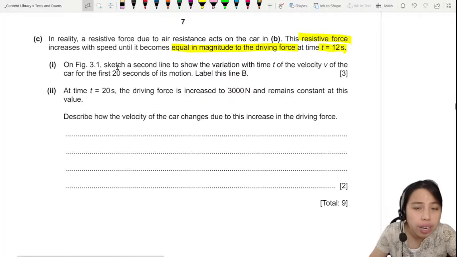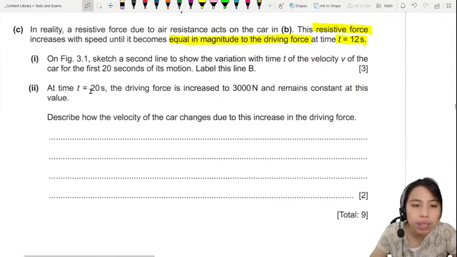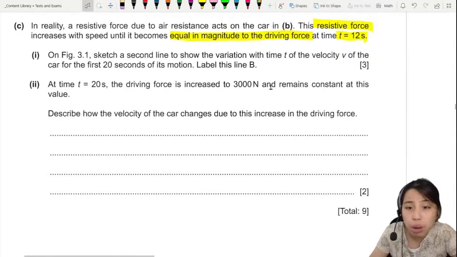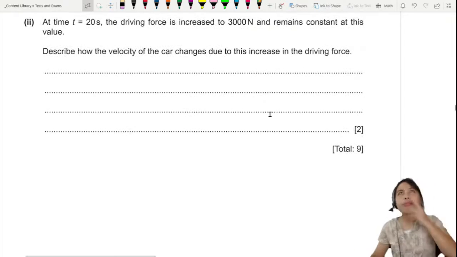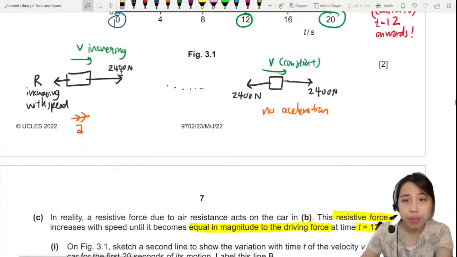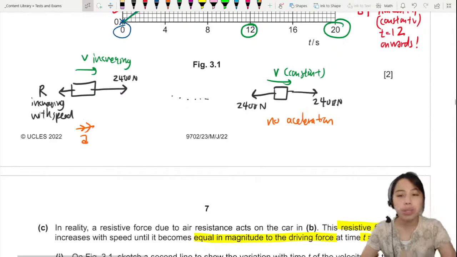So that's sketching. Now we have to explain. At time T20, you change something else. The driving force is increased to 3000 and then remains constant. Describe how the velocity of the car changes due to this increase in driving force. So just now we already have a story, right? Your car's getting faster and faster. Then you reach terminal velocity. 2400. Let's continue the story.